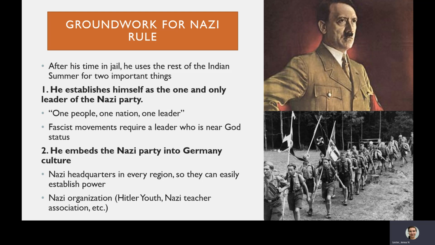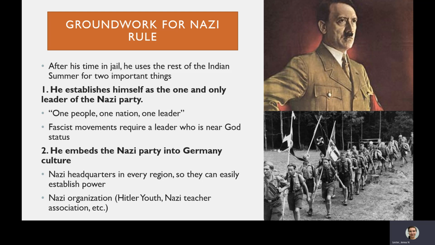Yeah, so fascist movements require a leader who is near God status, meaning whenever fascism, Nazism, or any kind of totalitarianism happens, it requires that there's a leader who people are utterly loyal to. It doesn't matter what that leader does, people will not fault them. And that's what Hitler became.